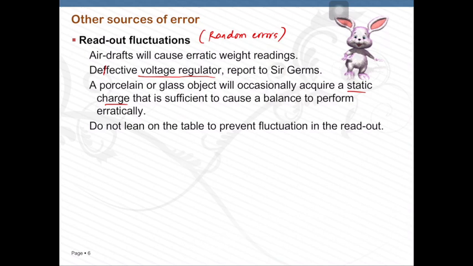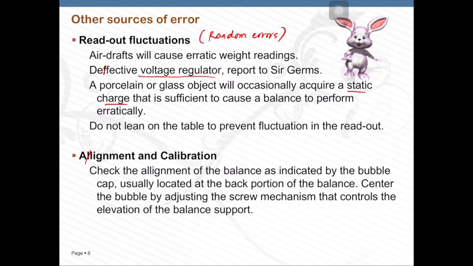What are the things that we must take note of when using the analytical balance? We should not lean on top of the table to prevent fluctuation in the readout. That's one. Also, check the alignment of the balance as indicated by the bubble cap. So when you use an analytical balance, there is a bubble cap that is used to determine if the analytical balance is aligned properly.